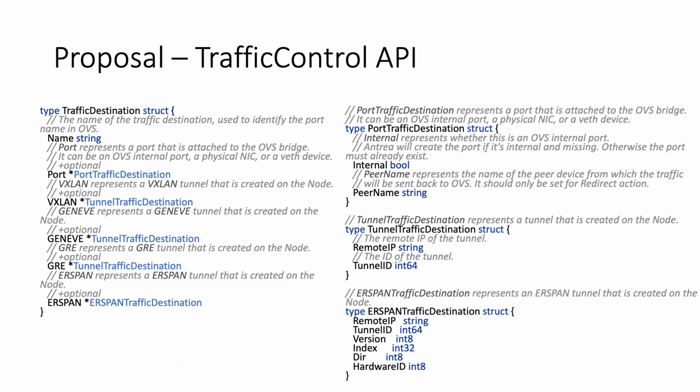I think it's probably clear for mirroring, but for the redirect case, you have a peer port. You're saying that port is created by who? It's created by the... It's also this attribute will determine whether we will create the two devices. If it's internal, we just create two internal ports. If it's not internal, we assume the two devices already exist.